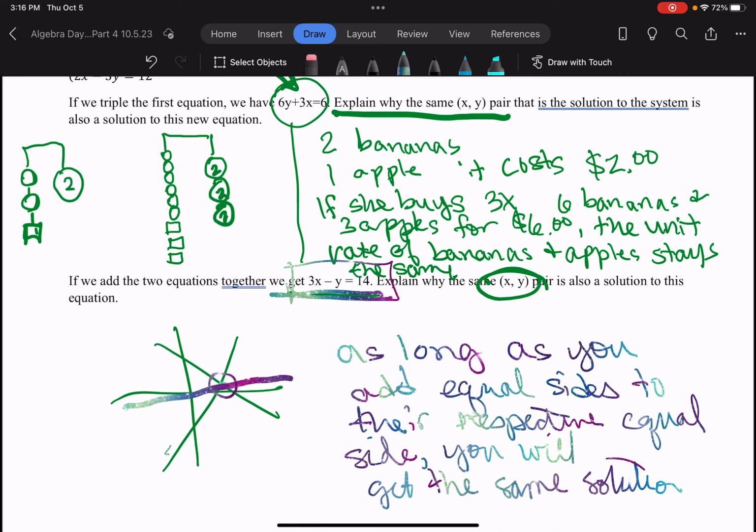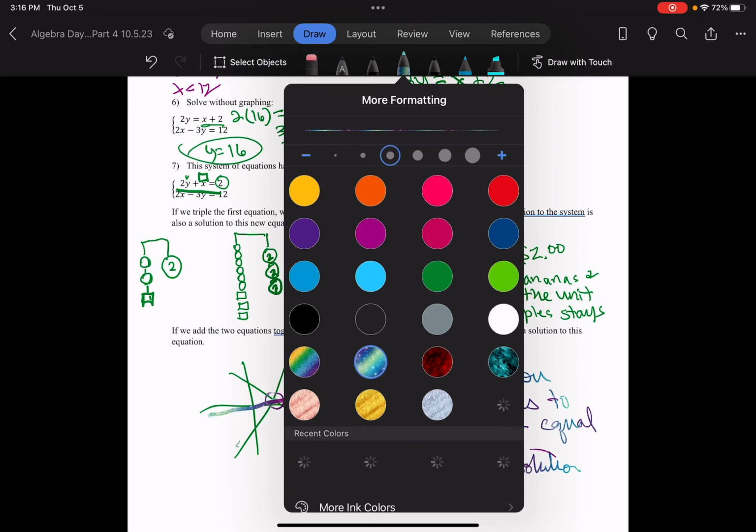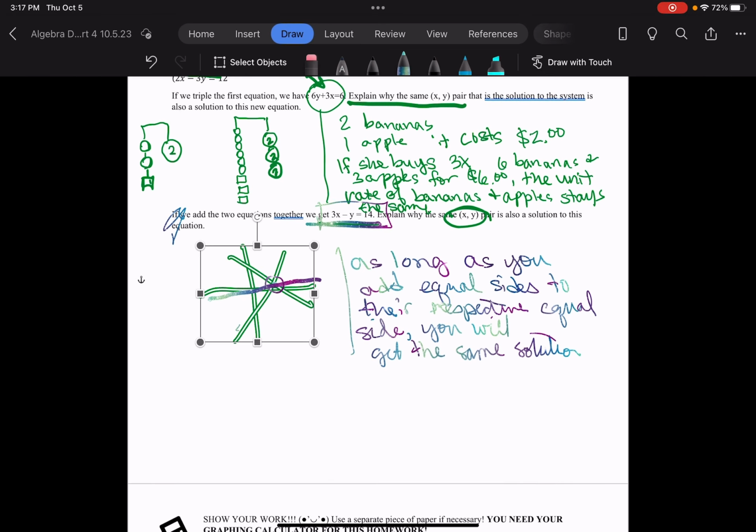You can also create a hanger diagram. That would be fine as well if you want to create the 2 equations added together and then create a diagram to represent them like we saw in the example the other day when we were learning why these remain the same. So a similar hanger diagram as these up above that shows me that would be fine. Or you can just explain, as long as you add equal sides to their respective equal side, you will create an equation that gets the same solution. Okay? All right, that is it for your main homework.